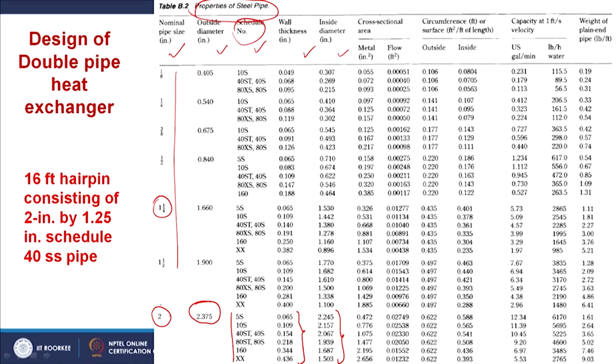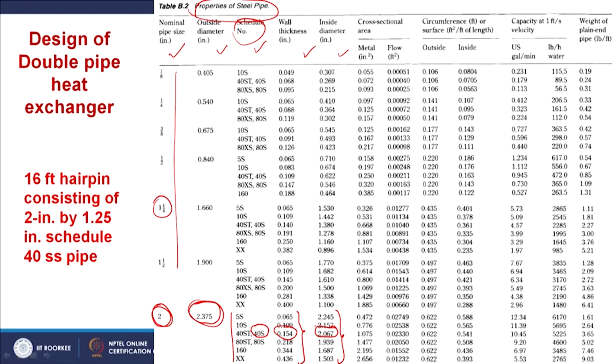Corresponding to 2-inch nominal diameter, I am finding this as OD. Now, 40S if you are considering, this is 40S. So, this much wall thickness you should consider, and this is the inner diameter. Once you are fixing that OD of the tube and 40S as the schedule number of the tube, you can fix the tube ID. In this way you have to select the proper pipe for design of double pipe heat exchanger.